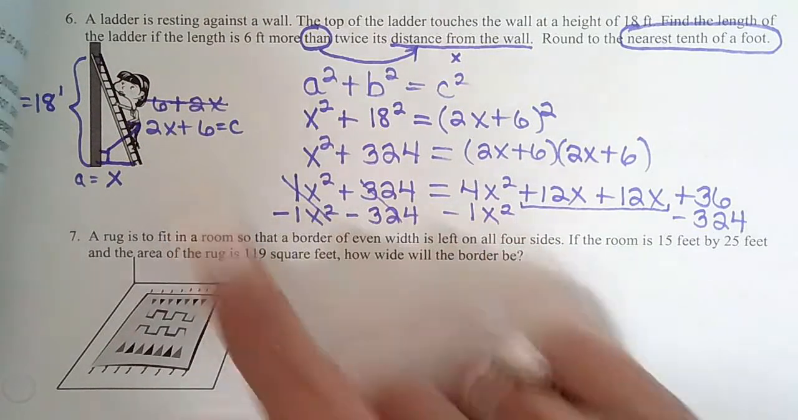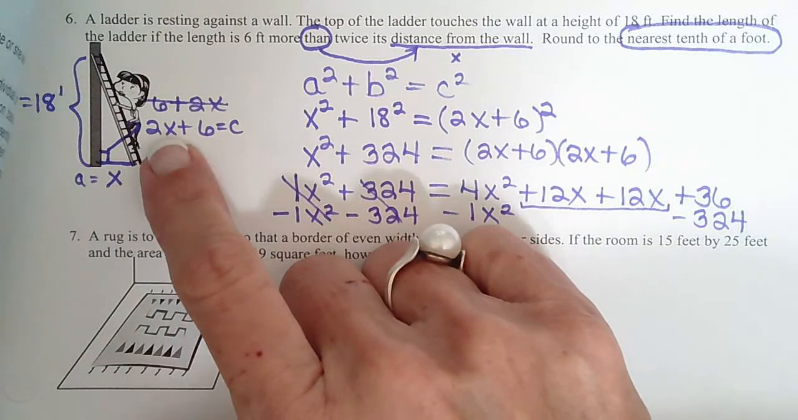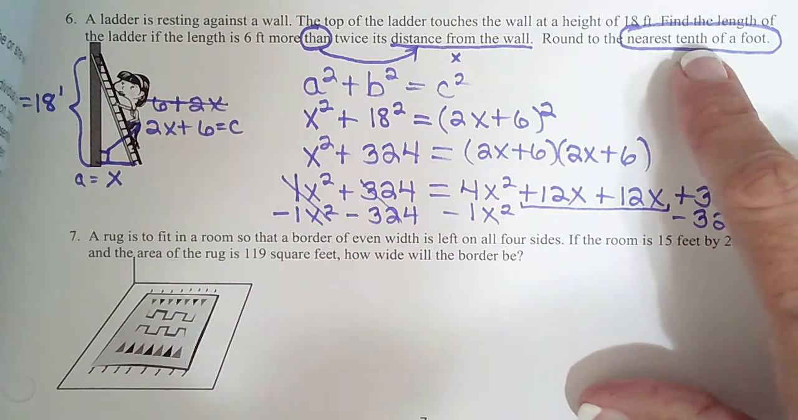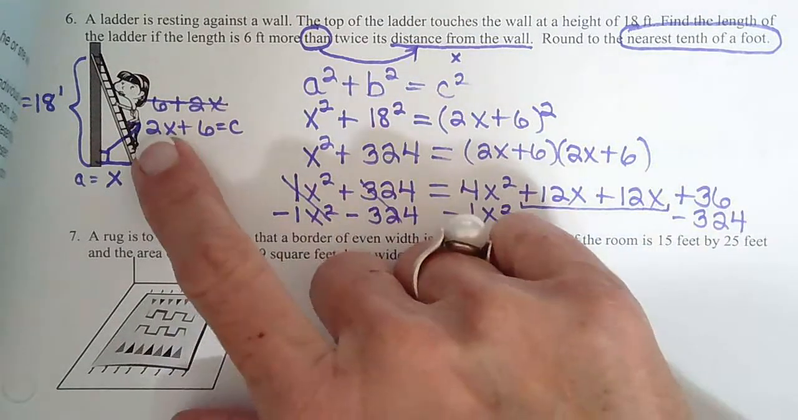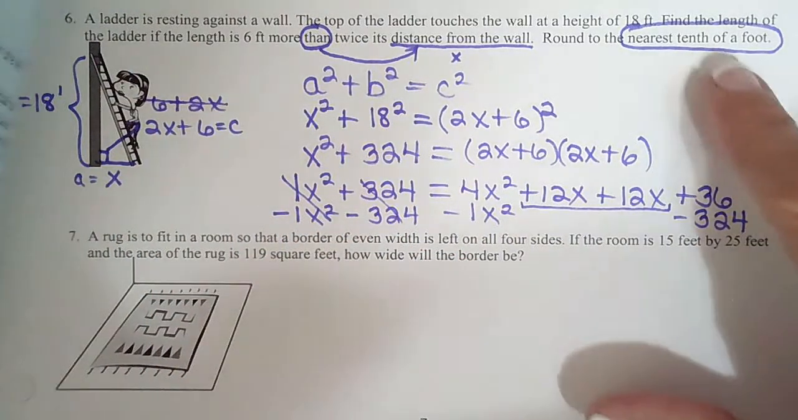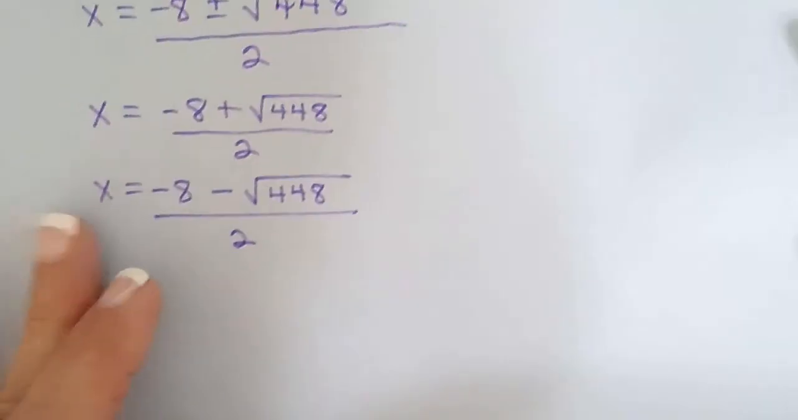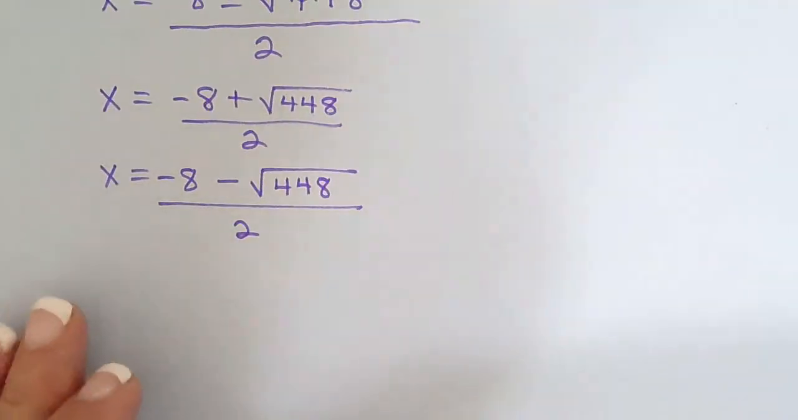Ugh. Ugly, ugly, ugly. Yep. So after we find x rounded to the nearest tenth, then we have to plug it in here to find the length of the ladder. So, wow, good thing we're not in class. Class time would be up by now, huh?